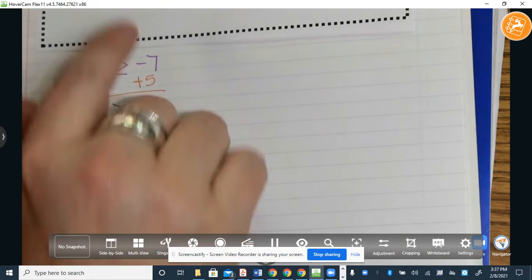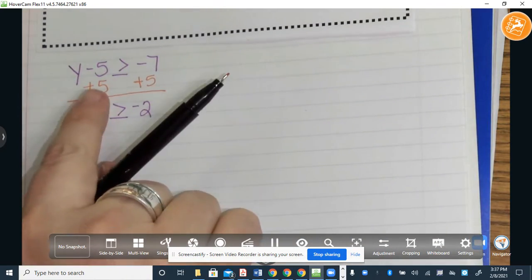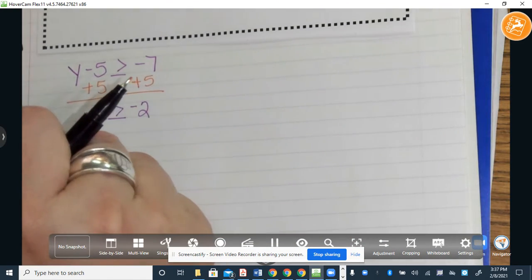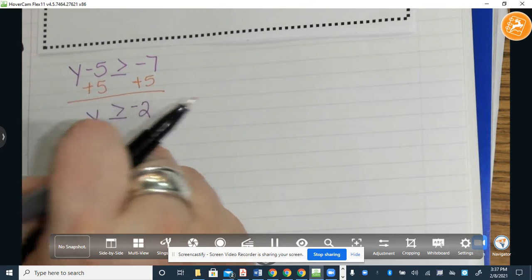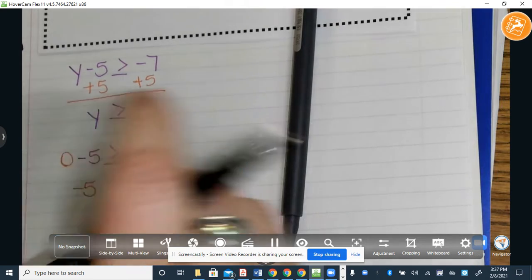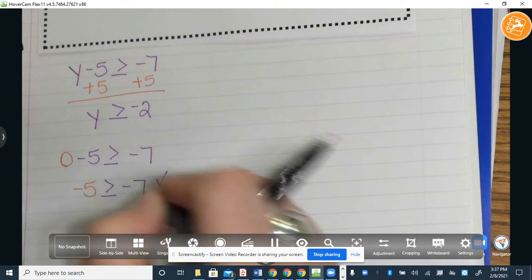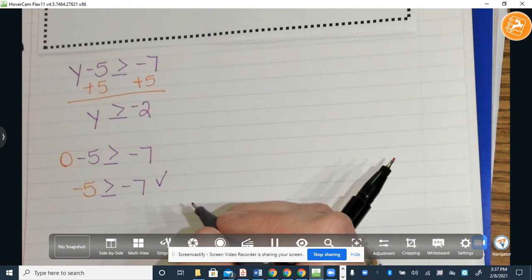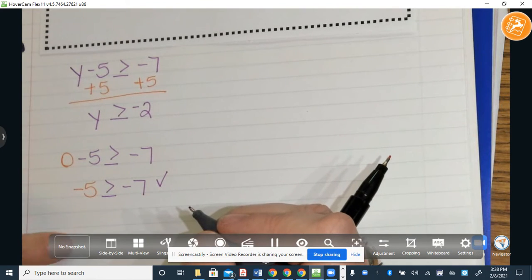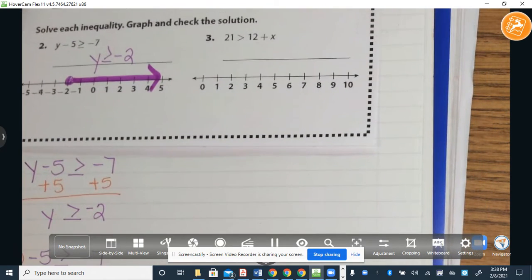All right, and I can check this by checking any number here and putting it in the place of y. So my friendly number is 0, so I'm going to put 0. So 0 minus 5 is greater than or equal to negative 7. Well, 0 minus 5 gives me negative 5. And is negative 5 greater than or equal to negative 7? Yes, so this checks. This is a true statement. Okay, always check. I always like to check with 0. You see how easy that was? Just to double check.